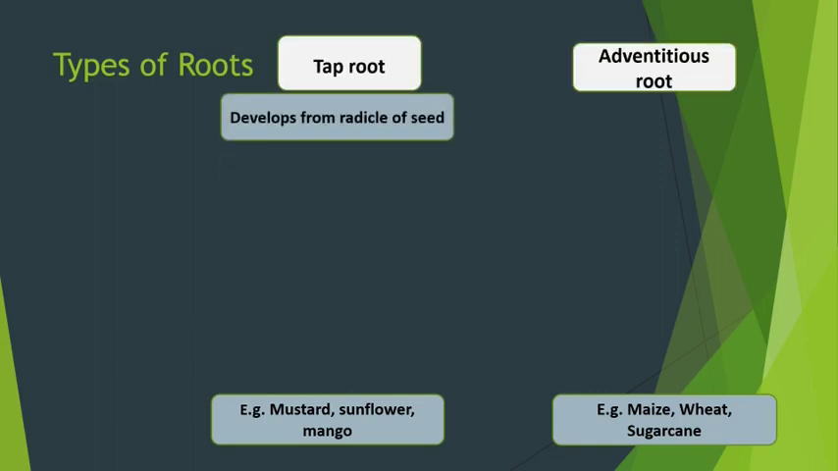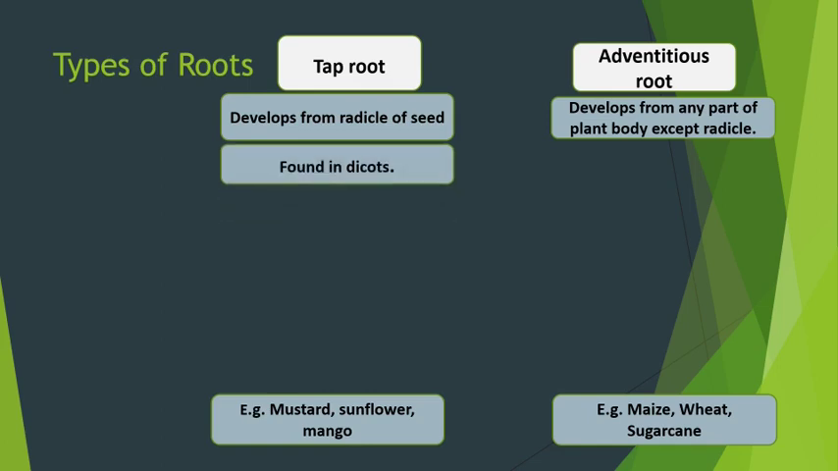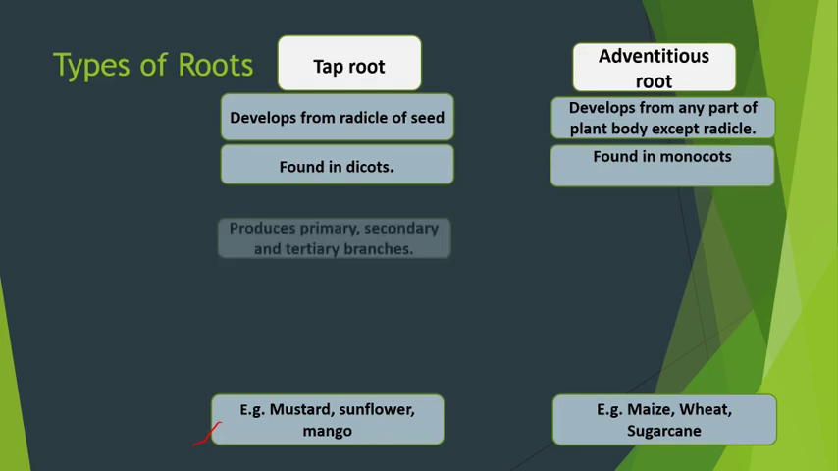Taproots develop from the radicle of the seed, whereas adventitious roots develop from any other part of the plant body but not the radicle. Taproots are found in dicot plants, as you can see, examples mustard, sunflower, mango, or any dicot plant for that matter, your beans, pea, leguminous plants. Whereas adventitious or fibrous roots are found in monocots such as maize, wheat, sugarcane, bajra, jowar, and so on.